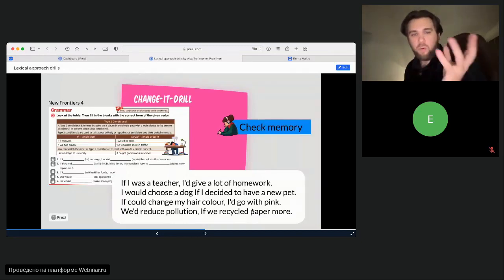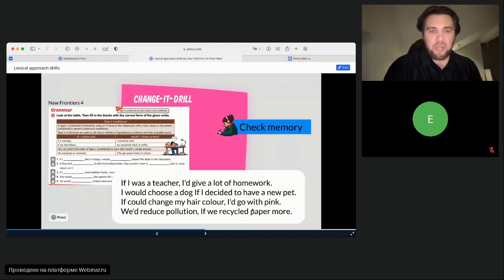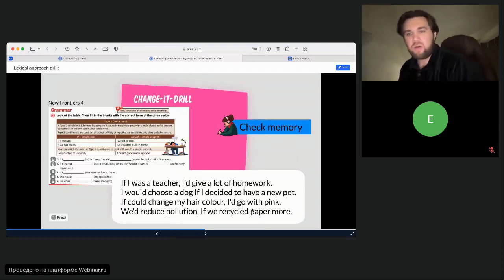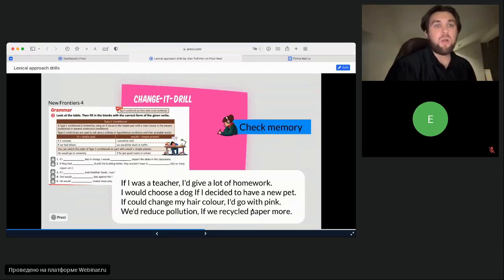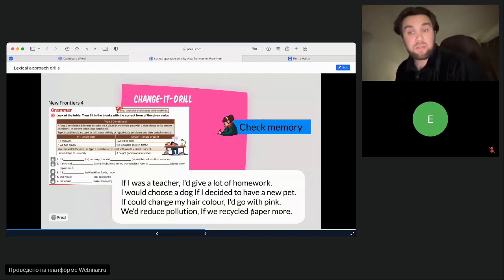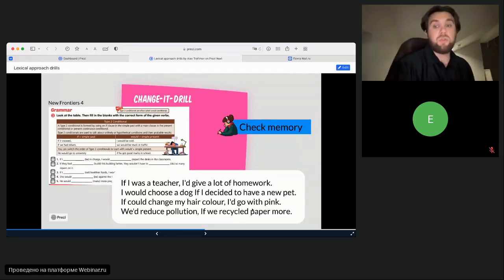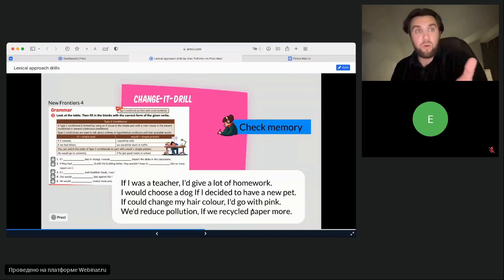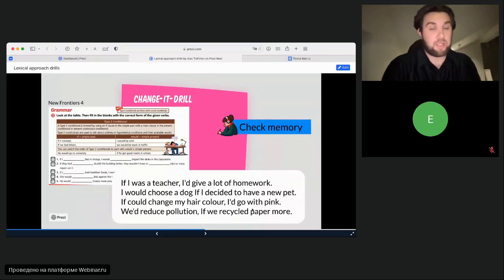Olga, can you complete the second one? "I would choose a dog if I decided to have a new pet." Olga says, "I would choose a cat if I decided a new pet to have." And if Olga doesn't want to change it, she doesn't change it. She just reads it, "I would choose a dog." It's up to her. It's her opinion, right?